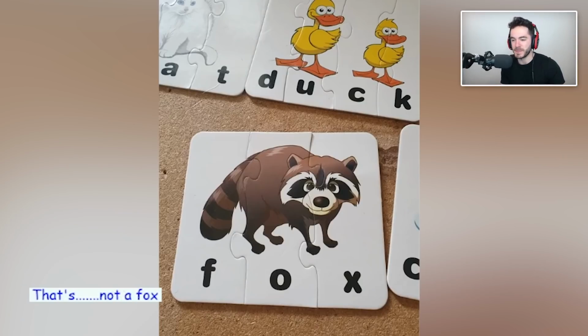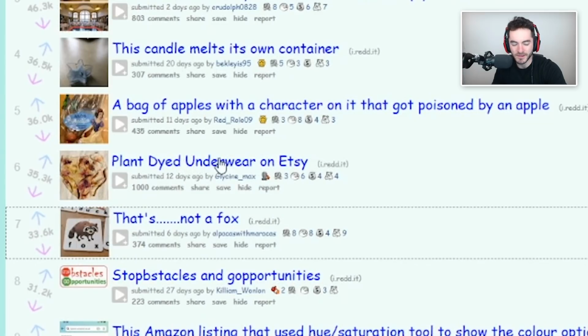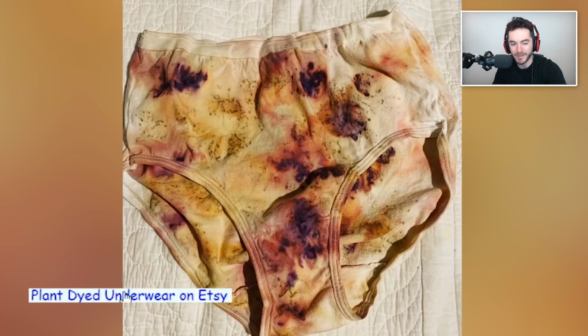I'm pretty sure that a baby fox, like that life stage is as a raccoon, and then they hibernate, and they form a protective shell, and then they emerge from their hibernation, and it's a fox. That is biologically correct, so don't give this person crap. Plant-dyed underwear on Etsy. Well, I mean, if you're looking for crappy design, wowee.